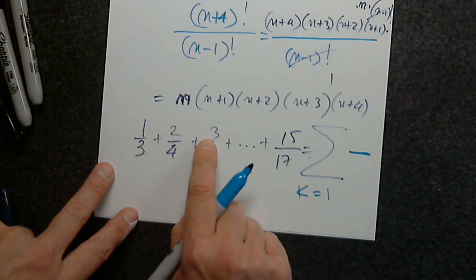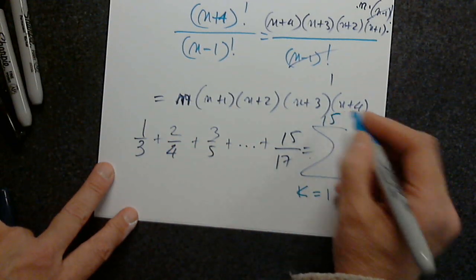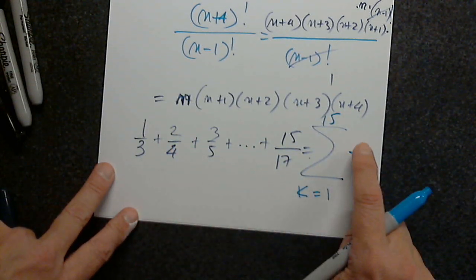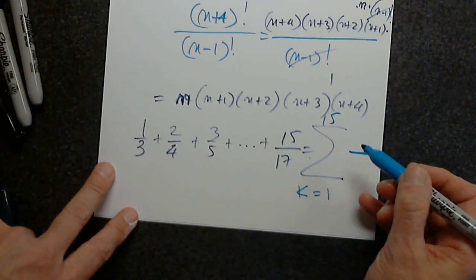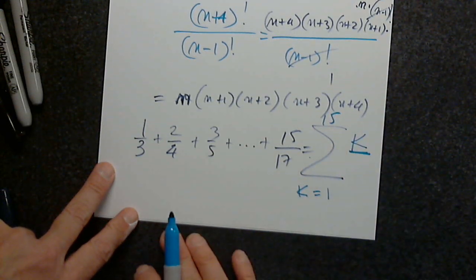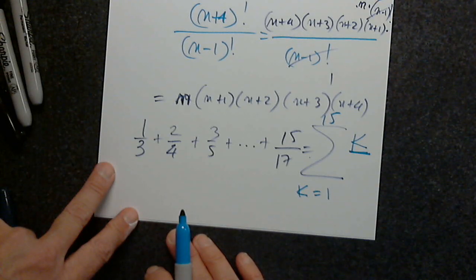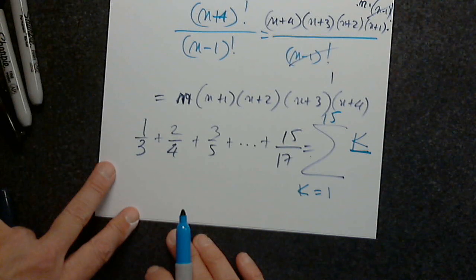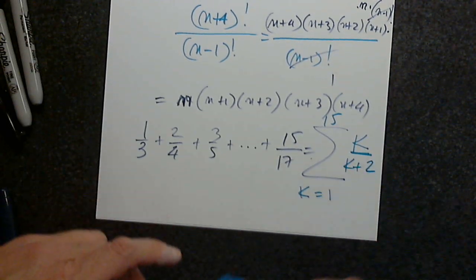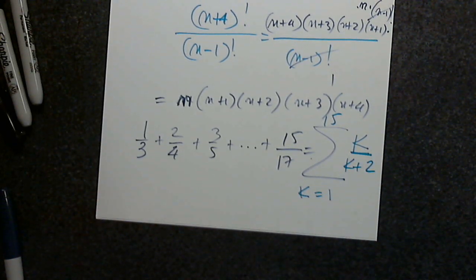1, 2, 3, 15. Good. So then what do I have at the top? k. What do I have in the denominator? k plus 2. Exactly. So let's try. When k is 1, I get 1/3. When k is 2, I get 2/4. When k is 3, I get 3/5. When k is 15, I have 15 over 17. Well done.